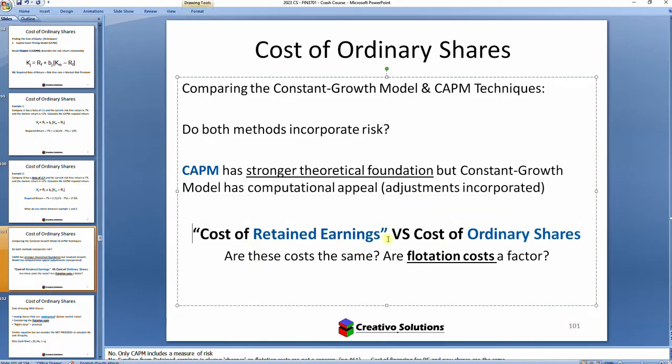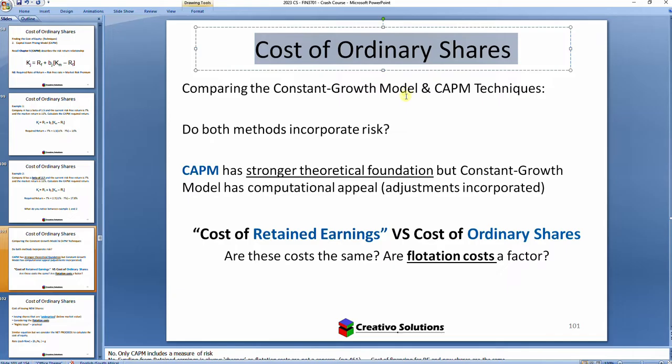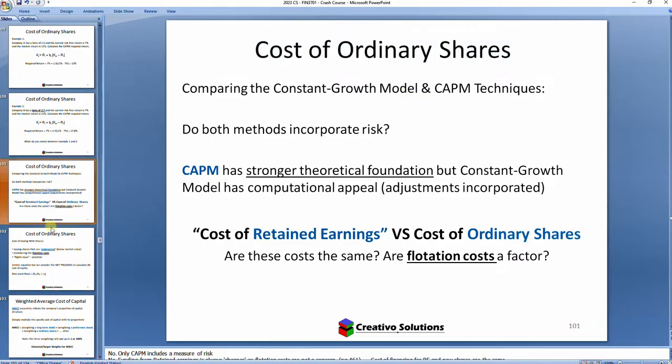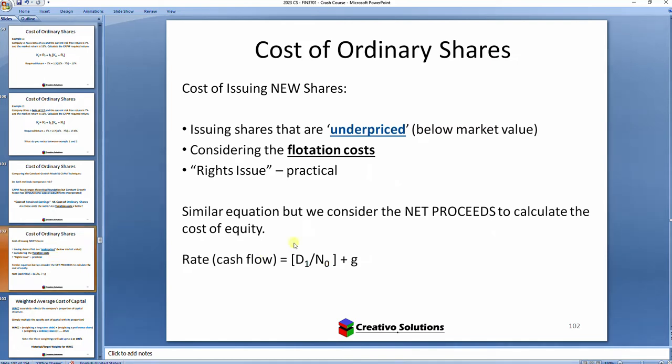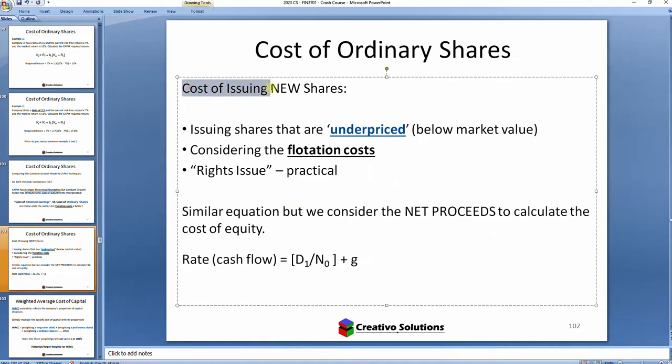I have seen this discussion come up. We do need to consider flotation costs, so the cost of issuing shares, a bit more. You do have to bring those costs into consideration. Here's an example. If you have the cost of issuing new shares, meaning I'm selling those shares and getting help from the underwriter, the investment bank, they help you to underwrite the issue. They assist you with that process. It's something that you need to consider.